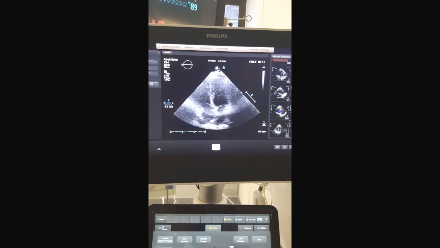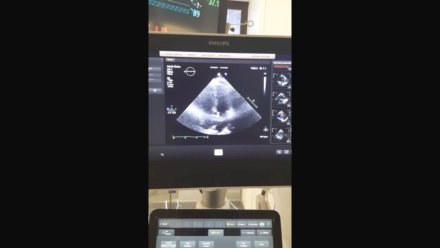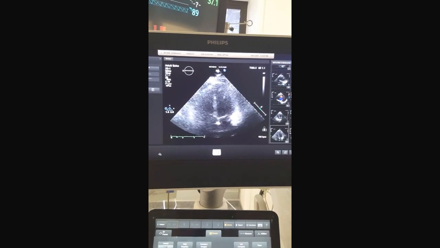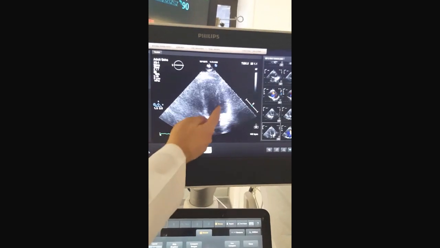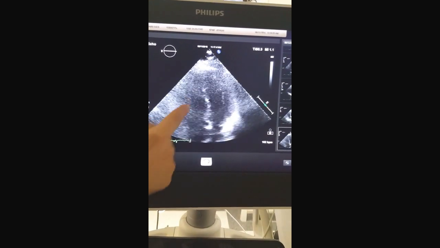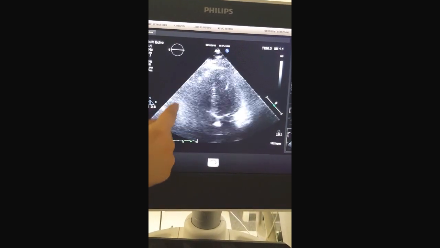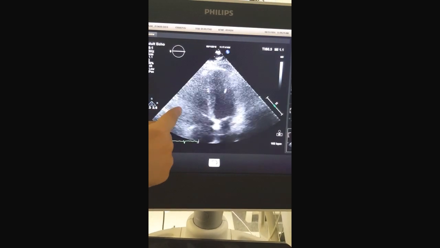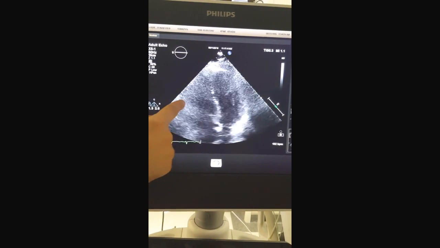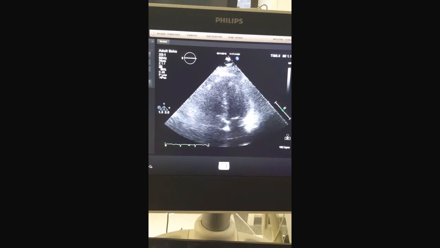Because LV is the pump of the body, pump of the blood to the body. RV is just a reservoir for the blood. Normally, LV is double the RV. Here, if you concentrate, this is the left ventricle, this is the interventricular septum, and this is the right ventricle lateral wall. If you see here, the right ventricle in size is larger than the left ventricle.